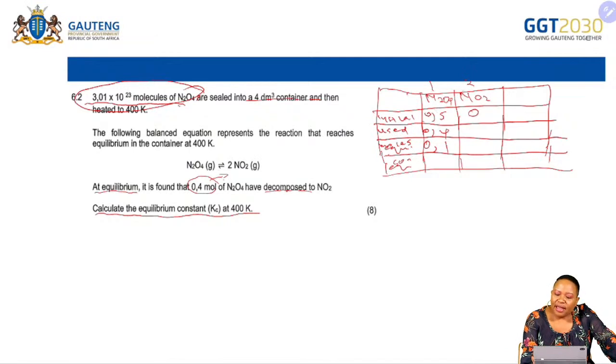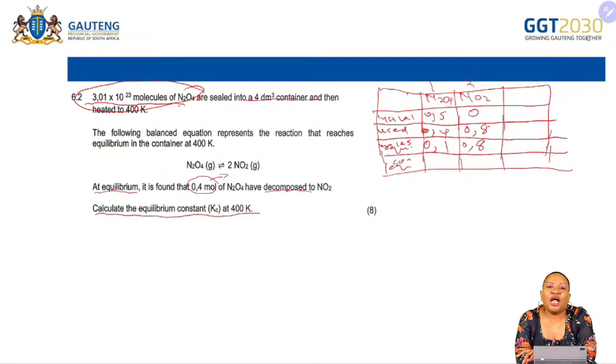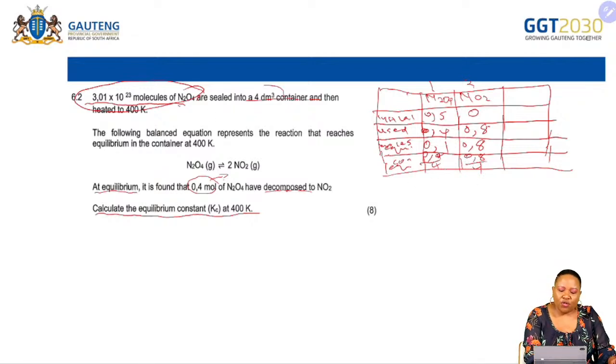So it means it's 1:2. So if here we have 0,4, here we are going to have 0,8 according to the ratio. And then it means also you are going to have 0,8. You can just calculate it and check if you are getting the same answers, because we won't have enough time to go through everything. And then here everything is going to be divided: 0,1 divided by 4, 0,8 divided by 4, which is our volume that was provided to us.